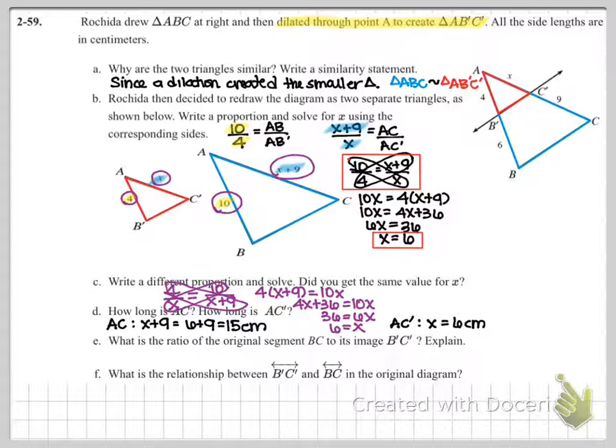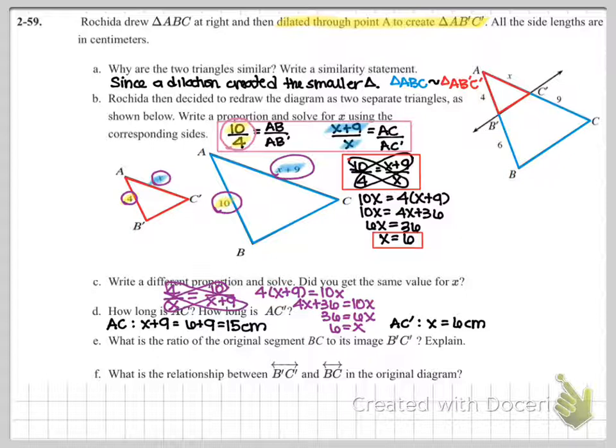What's the ratio of the original BC to its image B prime C prime? Well, the ratios have to be consistent the entire way through. So if we go back and take a look at where we first set up the ratios, you want to find the one that only has numbers in it, because that ratio is the one that is going to match for all of the sides that look like they compare, which in this case is going to be 10 over 4. You could simplify it to 5 over 2. You get the same thing.